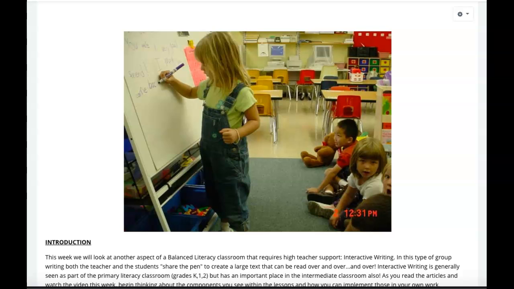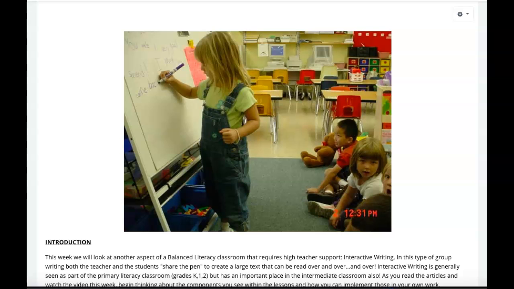It might be a response to a book. It could be rules at the drinking fountain. It could be something as simple as labels for your classroom. During interactive writing, rereading happens after every word so that the children can decide where to put the next word.